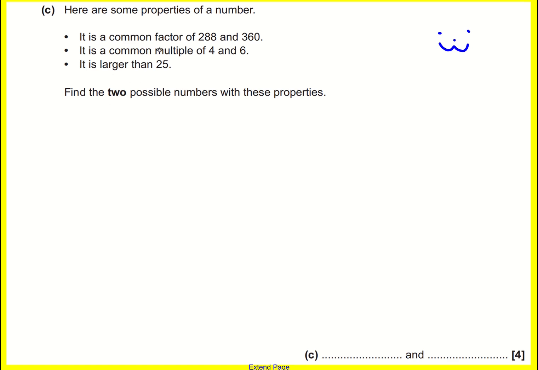I think the first thing is the common multiple, because the lowest common multiple of 4 and 6 is actually 12. So it's got to be a multiple of 12. Let me write that 12 out again. Yeah, so I know it could be 12, or actually it can't be this, because these are not larger than 25.